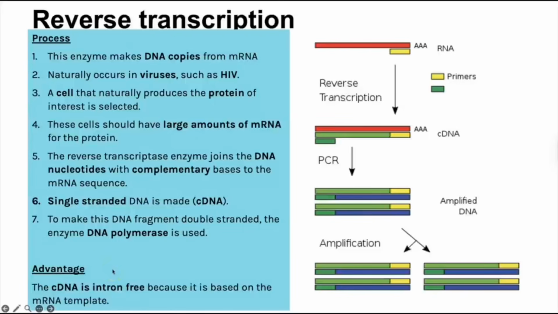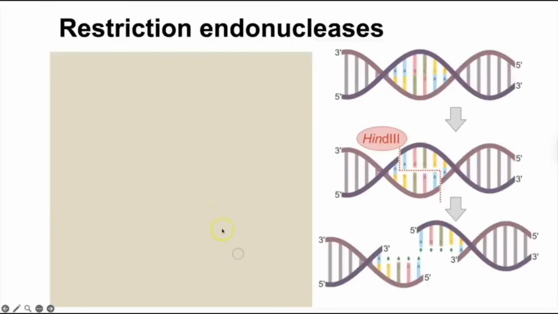Now, the advantage of this method is that complementary DNA, or cDNA, won't contain any introns because mRNA doesn't have introns in it. They've already been spliced out. So that means we get a DNA copy with no introns in. And then we can see in this diagram, they then go to use PCR, so you get large numbers of copies of our cloned gene.